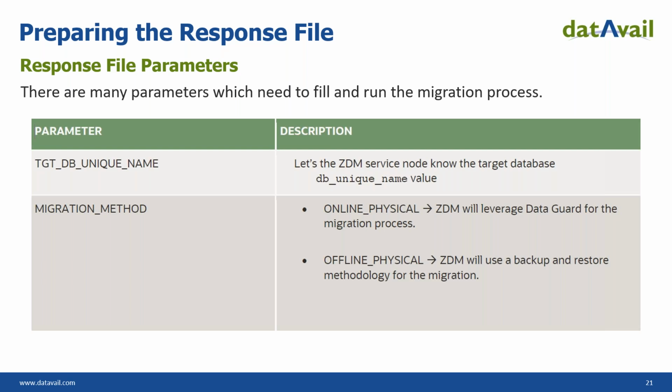So online physical will use Data Guard. Offline physical will use the backup and restore methodology for the migration. So it will take a little more time in offline physical because it cannot configure Data Guard. And offline is the method we are going to use for Autonomous and for standardization databases.